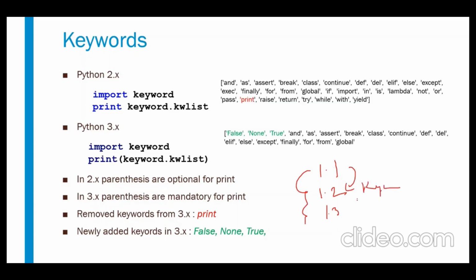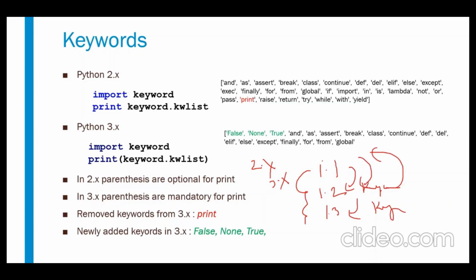So here it will add some more keywords, and in 1.3 they will add one more keyword. For every language this is the same concept, but when you come to Python, every time they release a new version, like let's say 2.x and 3.x is released. Now when Python releases a newer version, some keywords will be added and some keywords will be removed.